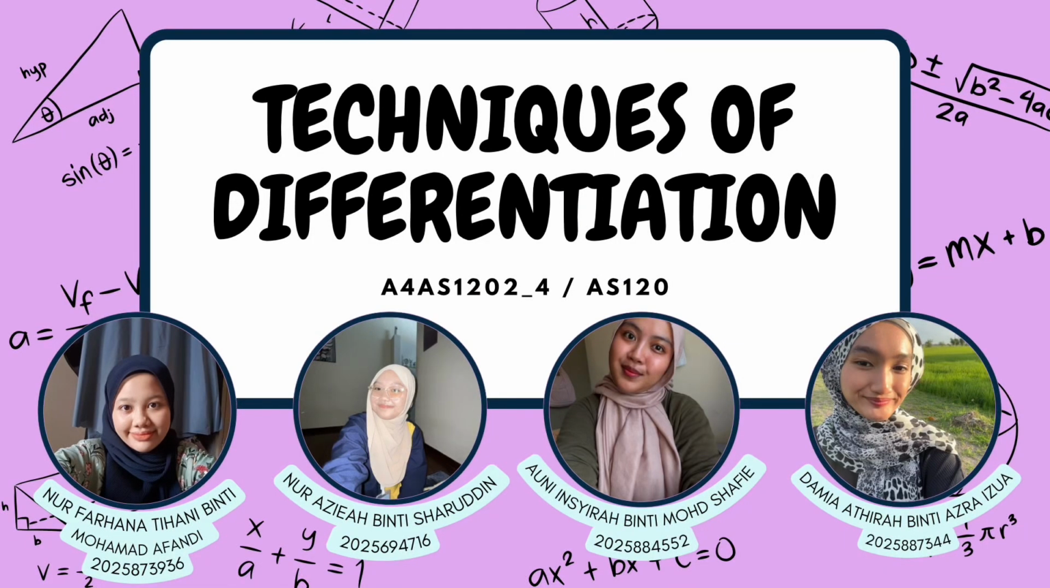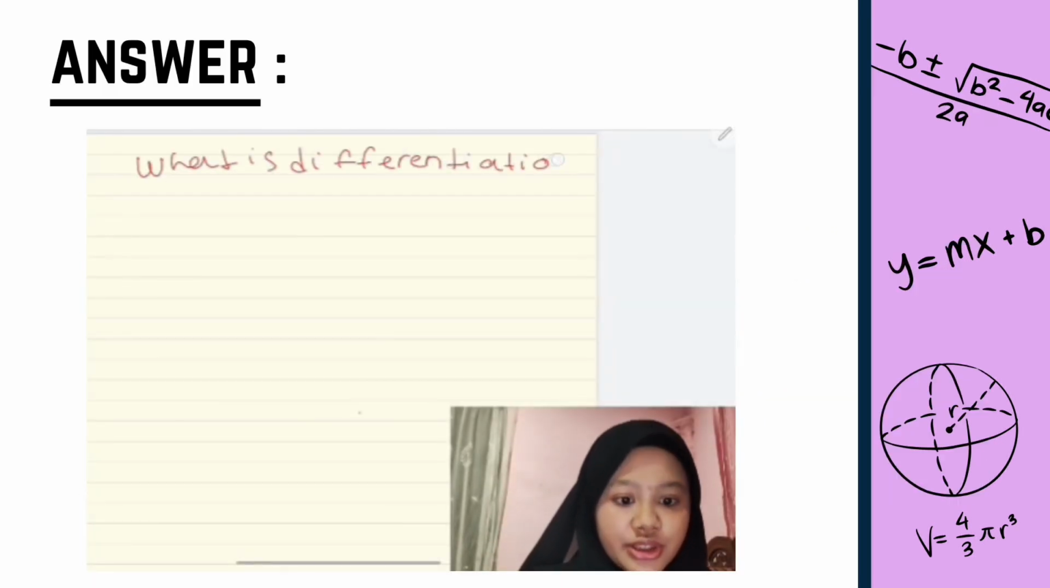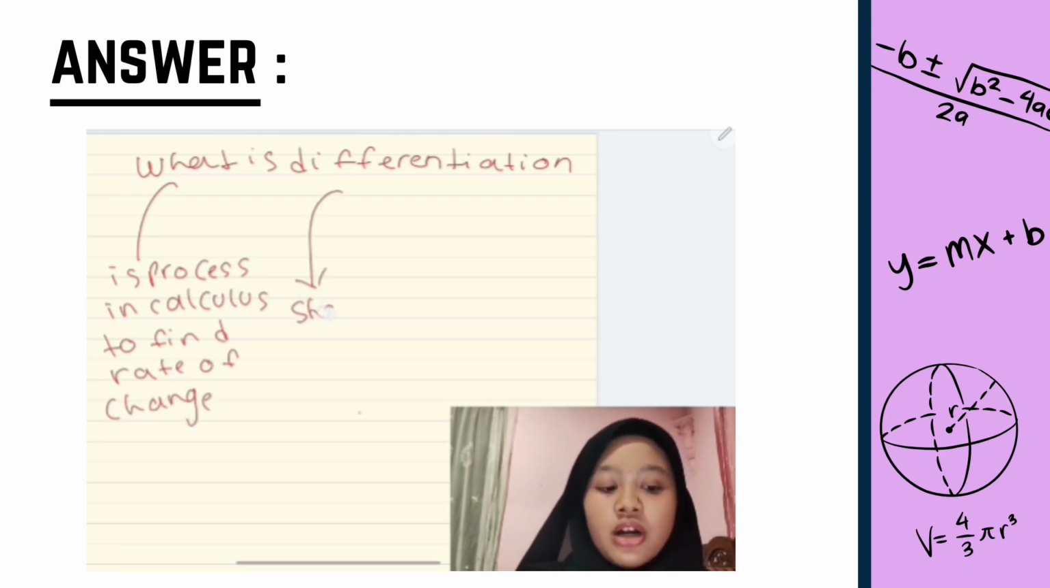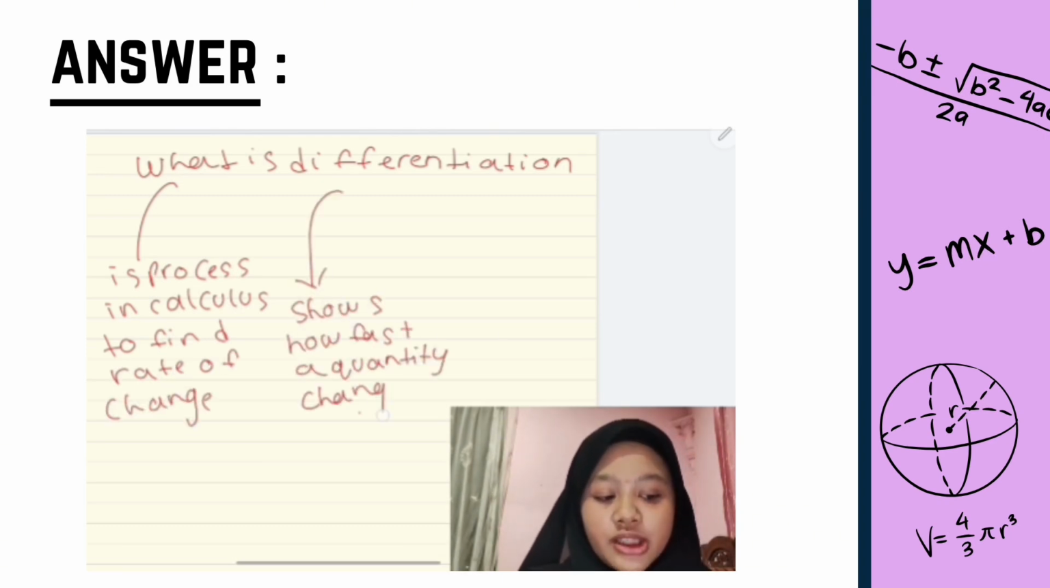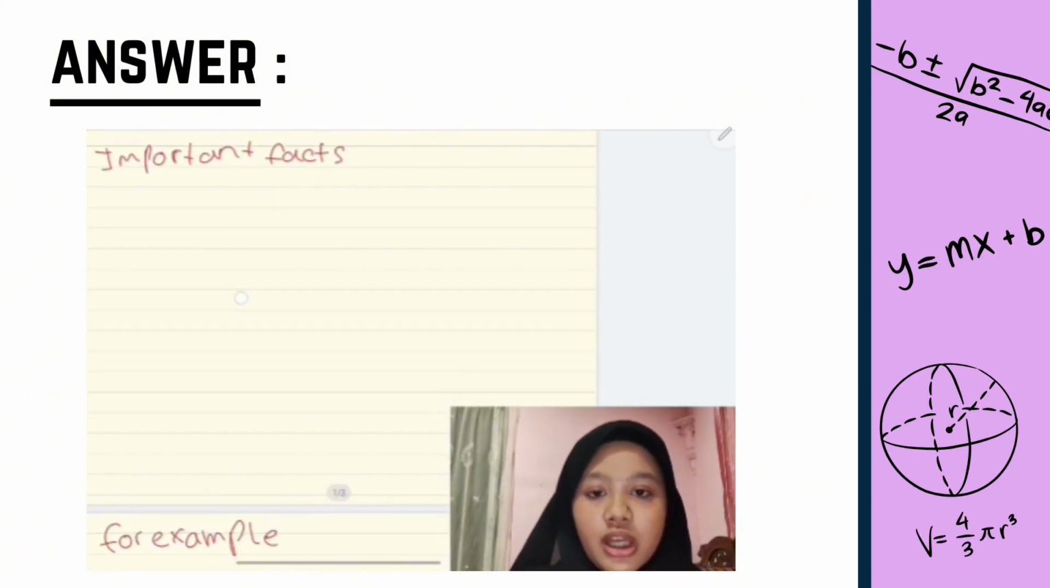Hi guys, so for today we will explain about techniques of differentiation. For question 1, what is differentiation? Differentiation is a process in calculus to find the rate of change. It shows how fast a quantity changes, and the answer is called the derivative.